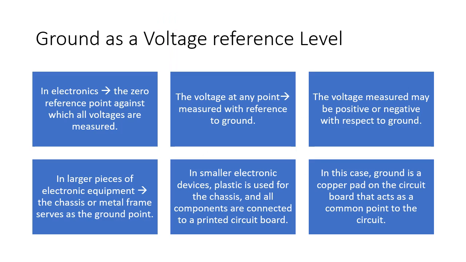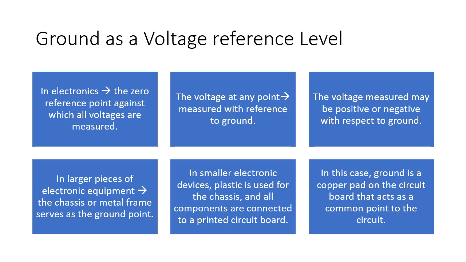In electronics, electrical ground serves a different purpose. Ground is defined as the zero reference point against which all voltages are measured. Therefore, the voltage at any point in a circuit may be measured with reference to ground. The voltage measured may be positive or negative with respect to ground.